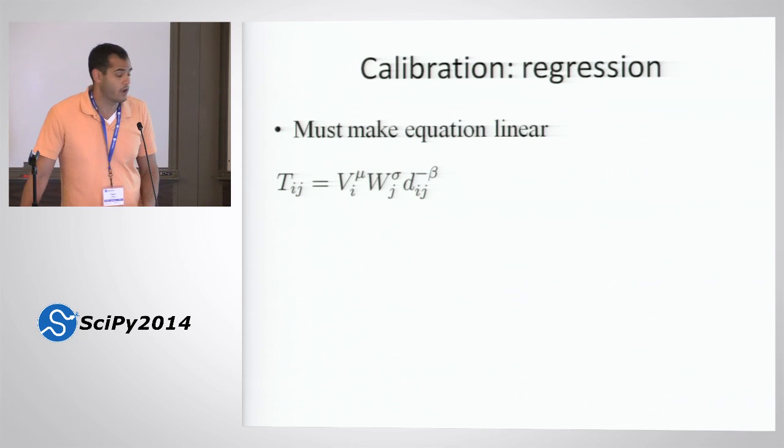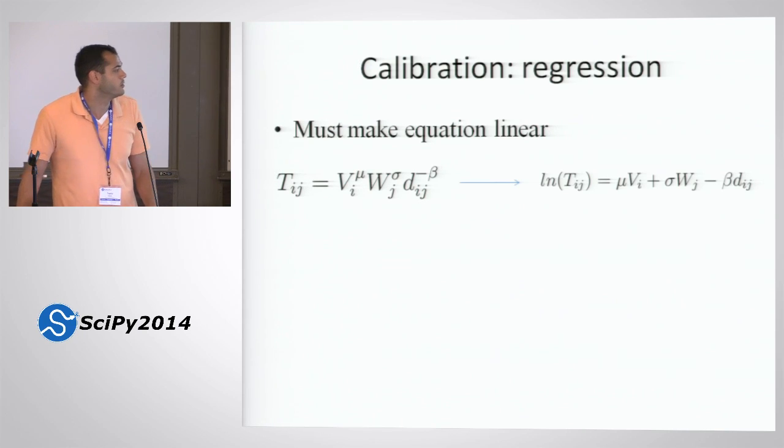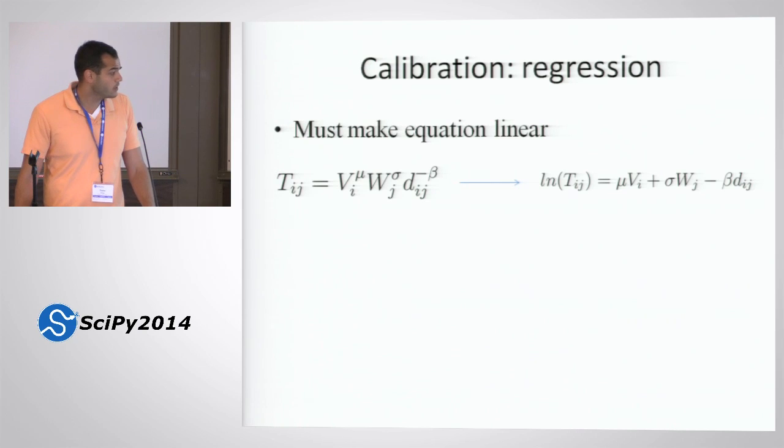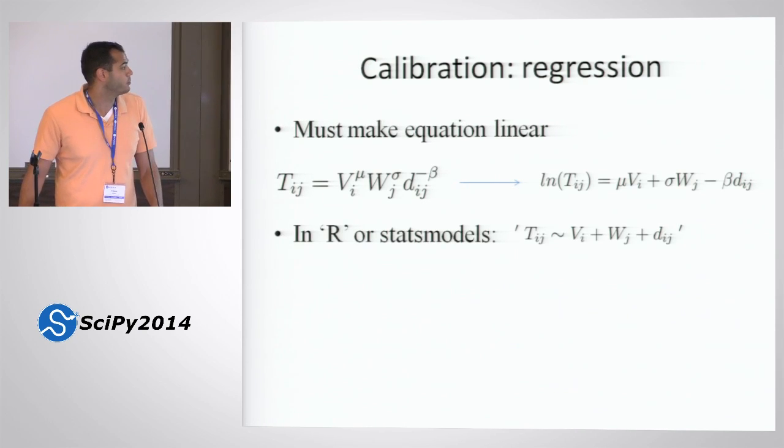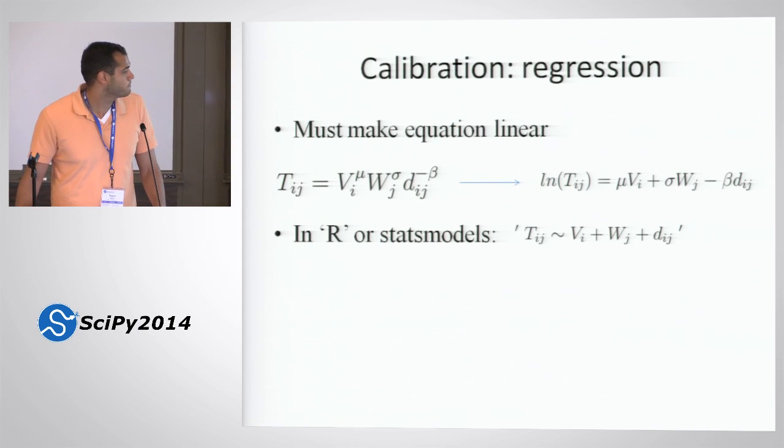One method for calibrating the models is a regression framework. First, you have to make the equation linear. You can do that by taking the log of all of the model terms, and this is pretty simple to do in an R or statsmodels framework. You would get an input string something like that.